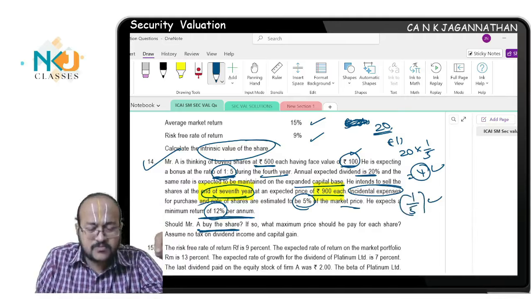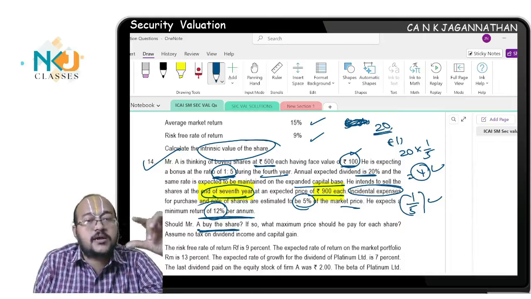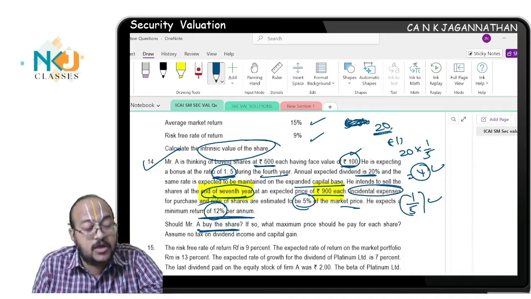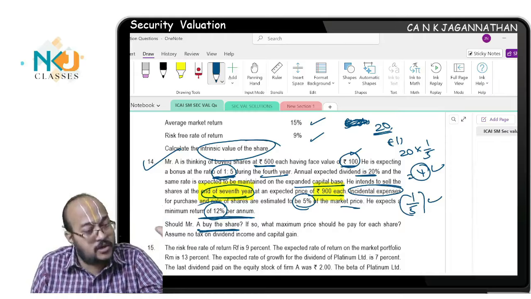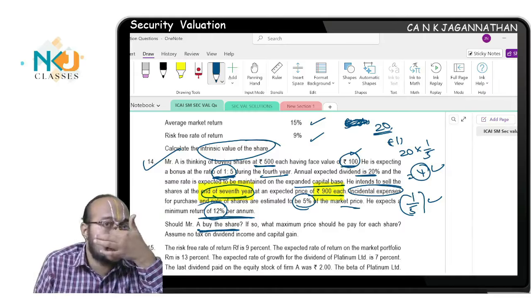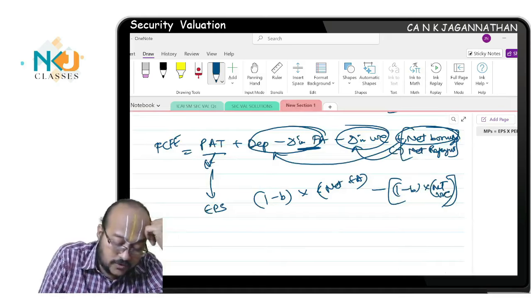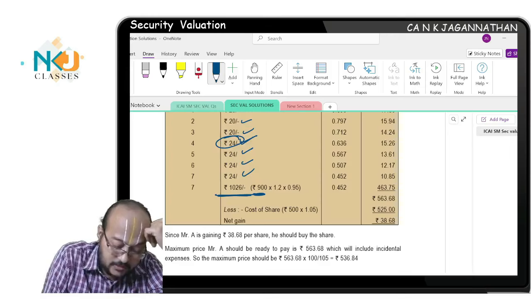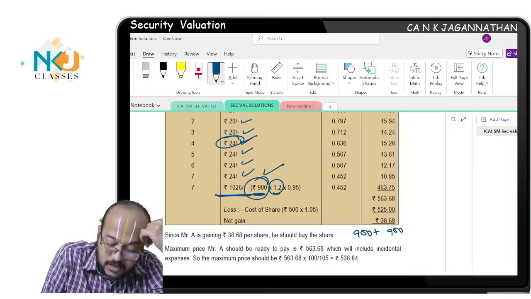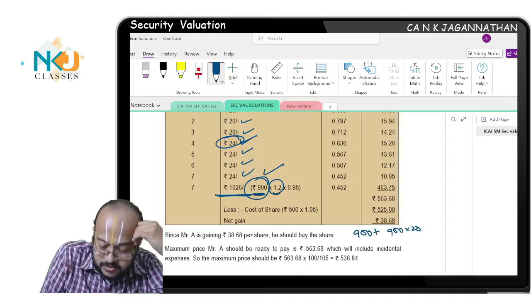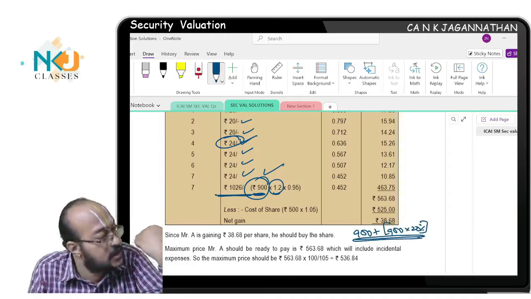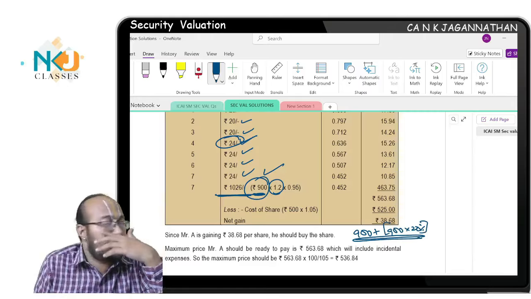So the number of shares will be increased, correct? Initially you have some number of shares today, but after the end of the 7th year, there will be a 20% increase in the number of shares. Upon 900, the current market price per share, that also will increase by 20%. So 900 plus 900 into 20%. This you should do. This will be the corresponding increase in the price.